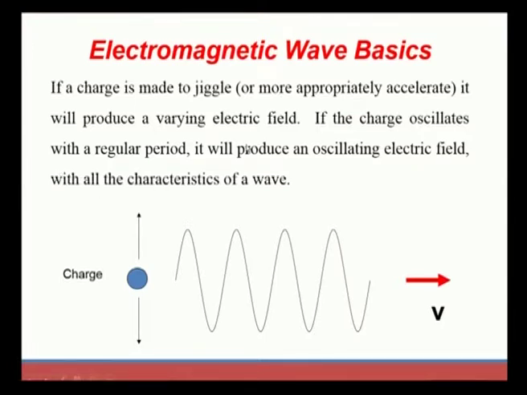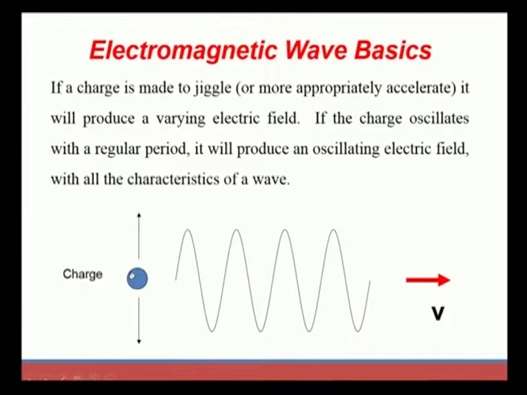If the charge oscillates with a regular period, it will produce an oscillating electric field with all the characteristics of a wave. So, we have to understand that a charge will oscillate if a force is exerted on it. When it moves with a regular period, it will produce an oscillation that gives a wave-like nature for a charge.